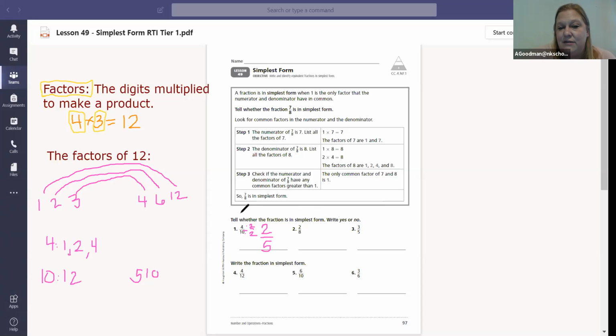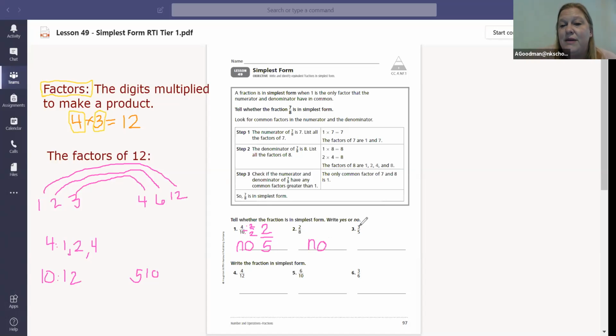So I guess I didn't read the directions. We'll tell whether a fraction is in simplest form. So no, this fraction is not in simplest form because you can reduce it even more, simplify it even more. 2/8. I know right now, those are both even numbers. I know that at least can be divided by 2. So no, that is not in simplest form either.